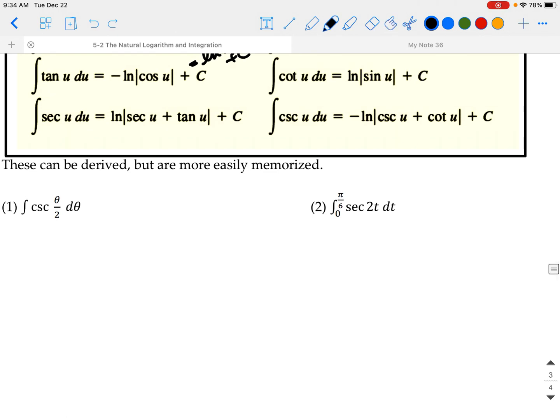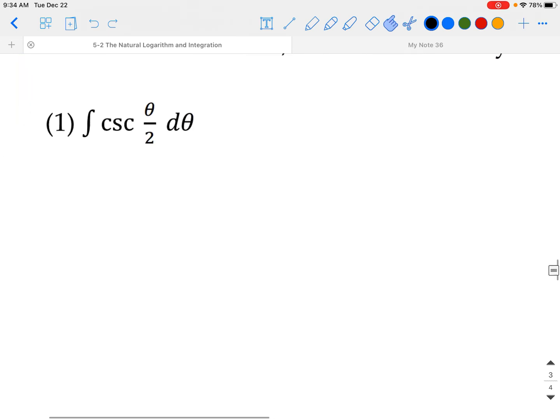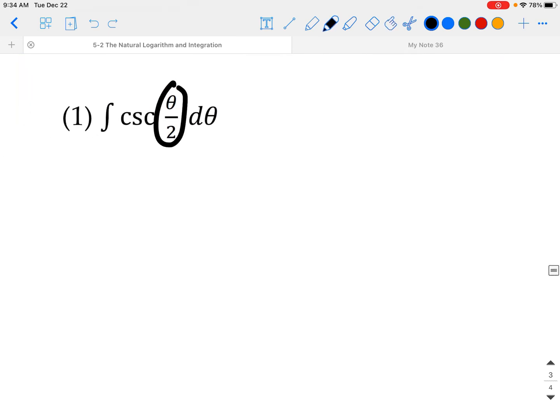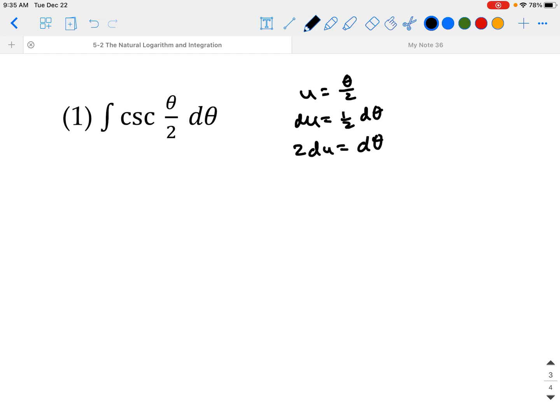All right, so using these then, we'll just use these directly. We can integrate now, again, using composite functions, so we can apply the chain rule to these as well. So for the first example here, we've got cosecant theta over 2 d theta, so we've got a half angle expression in here. So we could do u equal to theta over 2, so du equals half d theta, so then 2 du is equal to d theta.